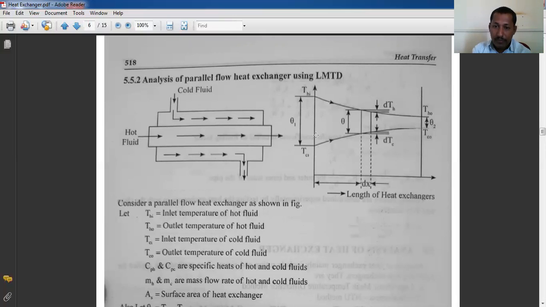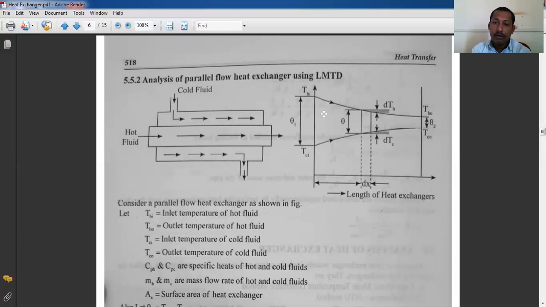At the same time, the cold fluid is also entering at the inlet. When it enters at the inlet, it has a lower temperature. When it passes out of that pipe or container, it has gained some temperature. So that's why the temperature of the cold fluid is increasing at the outlet. Now see here, TCI is at lower temperature and TCO is at the higher temperature.